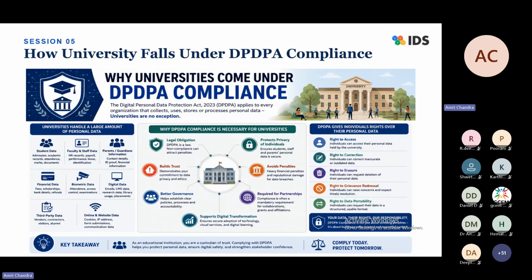Why is DPDP compliance necessary for the university? Because whether you follow or don't follow, accept or don't accept, it's a law. It's a legal obligation. DPDP is a law, so whether you like it or not, you have to follow the parameters in the law. The second thing is that it helps you build trust with your business partners, and with your students, faculty members, and staff, that their data is secure.